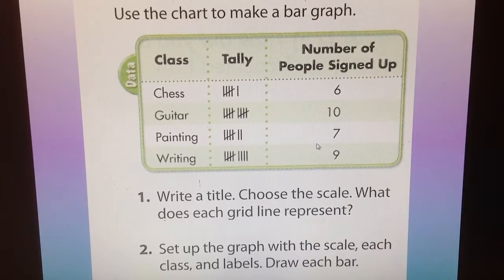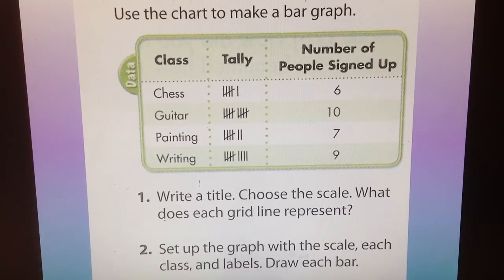Should we make each grid line count for 1, or 2, or 3, or 5? Really, there's a lot of different correct answers, but just think about what makes the most sense. What number multiplies up to these totals? I think 2 might be a good choice.